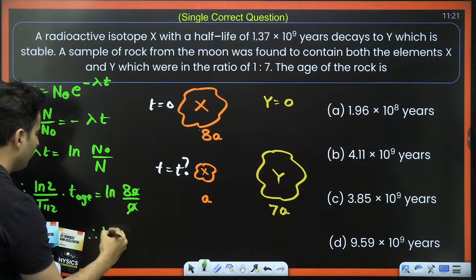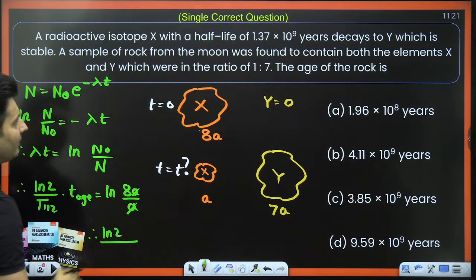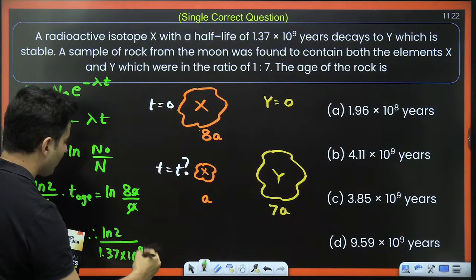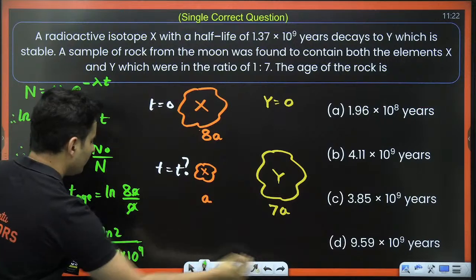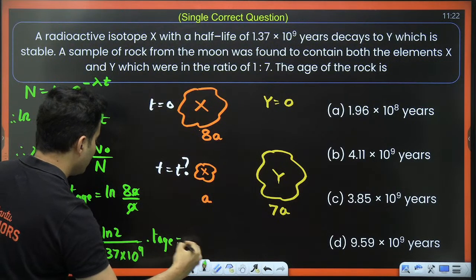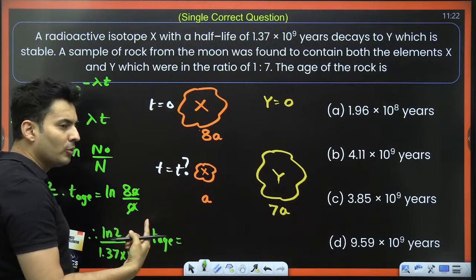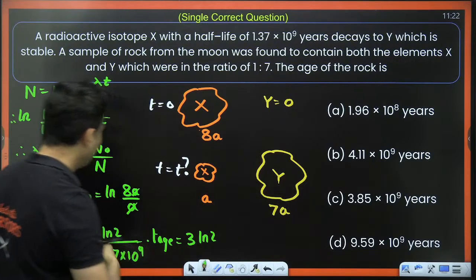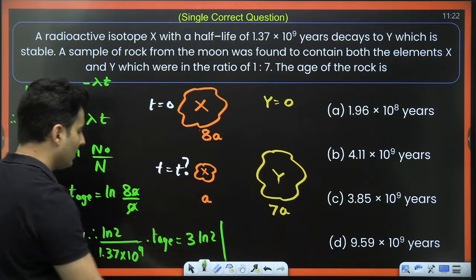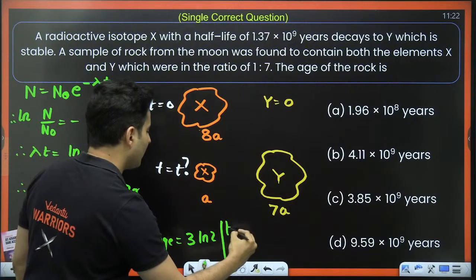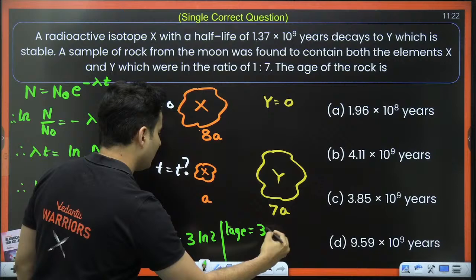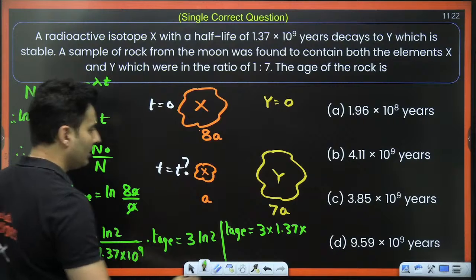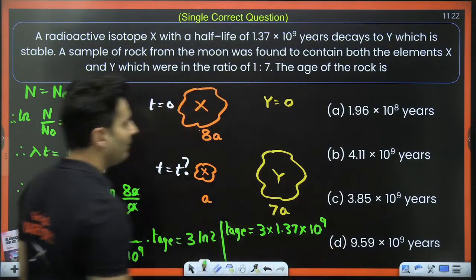So therefore, it will become log of 2 divided by half-life, which is 1.37 into 10 to the power 9, into the age of the sample is equal to log of 8, which is log of 2 cubed. The 3 power comes outside and log 2 remains inside. That's it. Log 2 cancels, and the age of the sample will be 3 multiplied by 1.37 into 10 to the power 9.